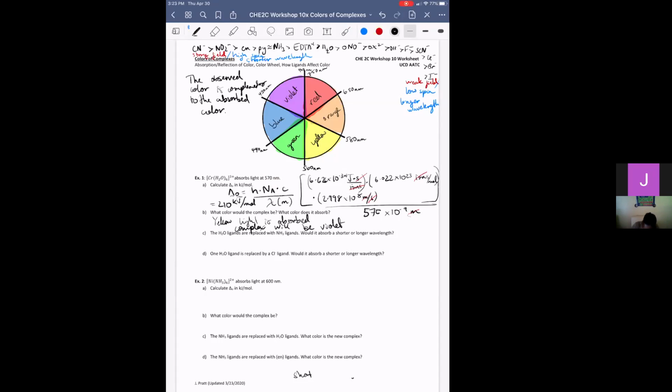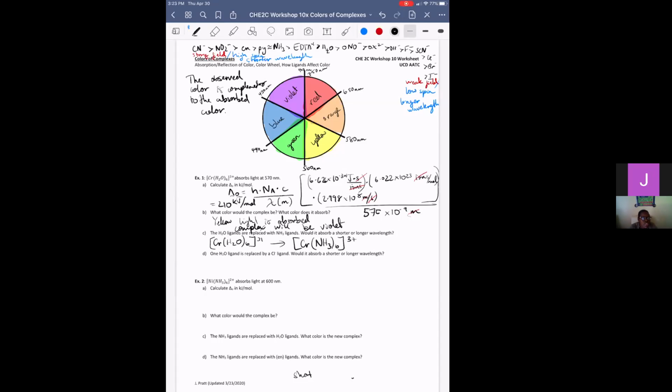Now, what if we replace our water ligand with NH3? So let's take our molecule, Cr(H2O)6, and we have 6 of them. And we want to switch out our ligands from being water to being NH3. So now we have Cr(NH3)6, and our ammonia is a neutral ligand as well. So we have a similar complex. We're going from one compound to the other.